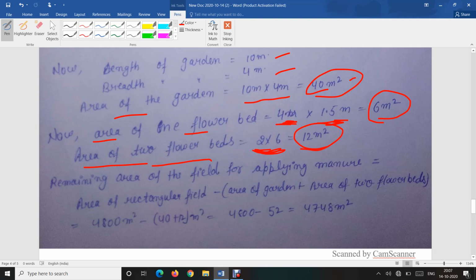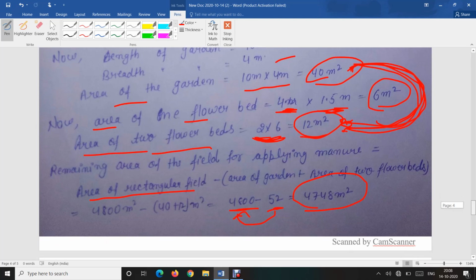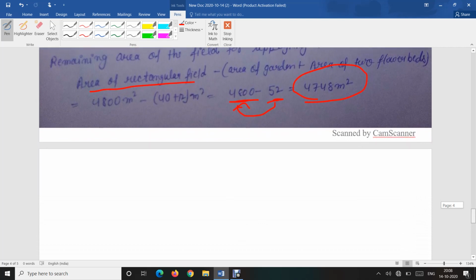So first of all we have to add these 2 areas, 40 plus 12. Because we know that to find out the area of the remaining field for applying manure, we have to subtract the sum of these 2 areas from the area of rectangular field. So sum of these 2 areas, 40 plus 12 is 52, and we have to subtract this from 4800, which is the area of the whole rectangle, and it gives 4748 meter square. So the area of the remaining portion to manure is 4748.